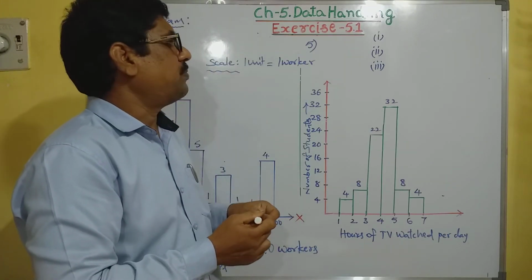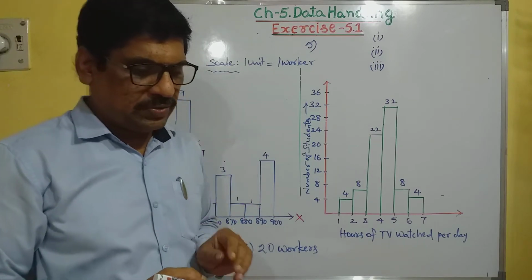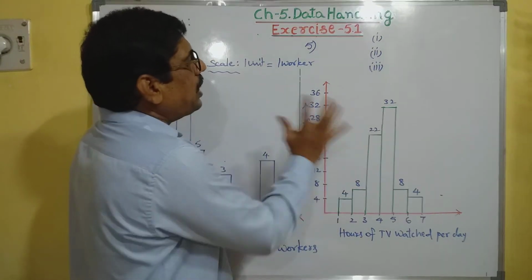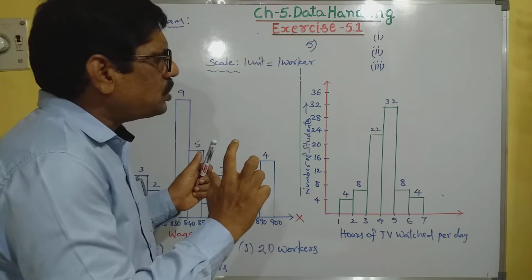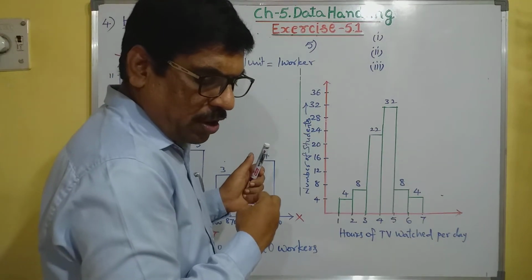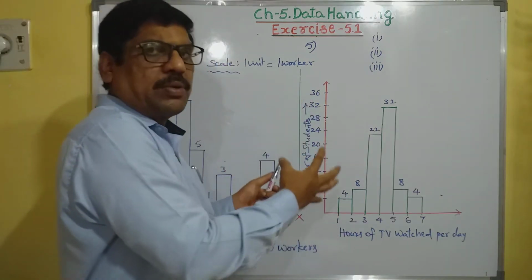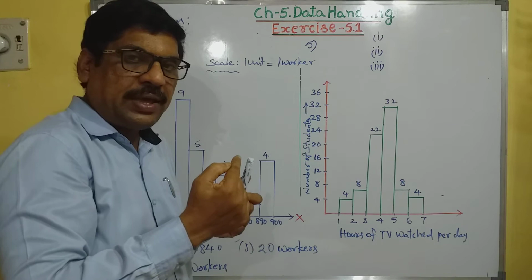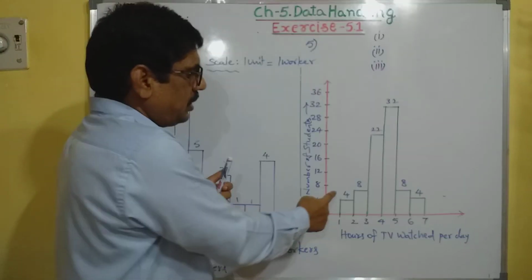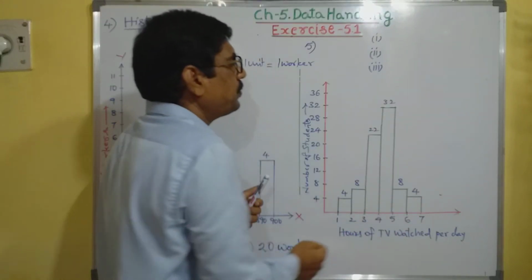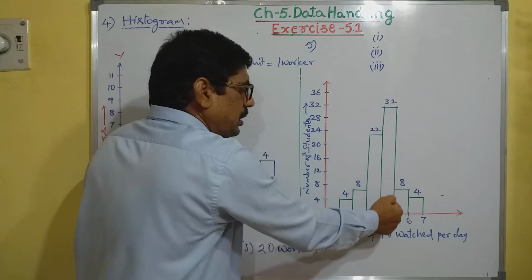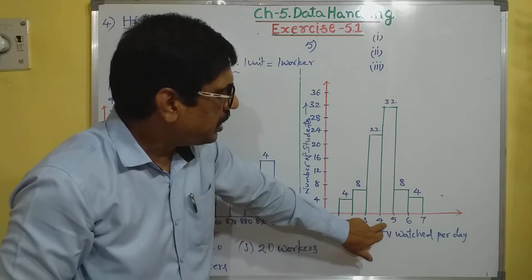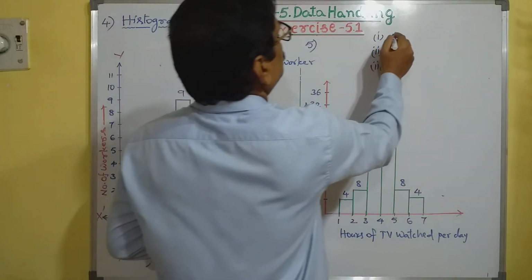Now by giving this information, he has been asking 3 questions. You have to answer those 3 questions. The first question is, for how many hours did the maximum number of students watch TV? By looking at this picture, can you tell me how many students are watching more? The maximum number of students are watching how many hours? By looking at the height of the rectangular bars, we can say in which group the maximum number of students are there. Here 4 students, 8 students, 22 students, 32 students, 8 and 4. The maximum number of students in this column. So this is showing the hours 4 to 5. So the maximum number of students is 32. Those 32 students are watching the TV in between 4 and 5 hours. So the answer is 32 students.